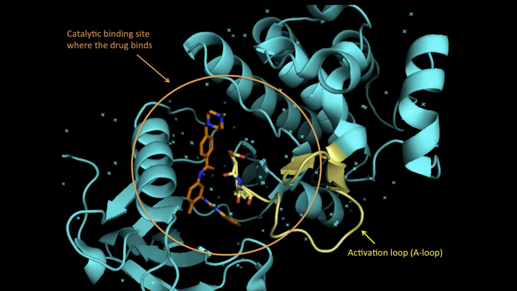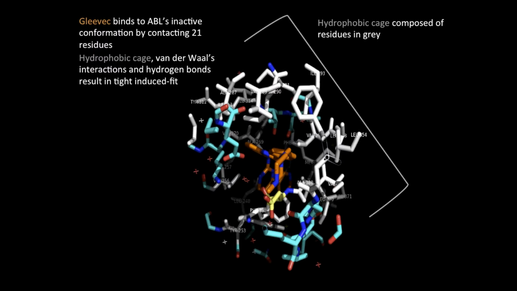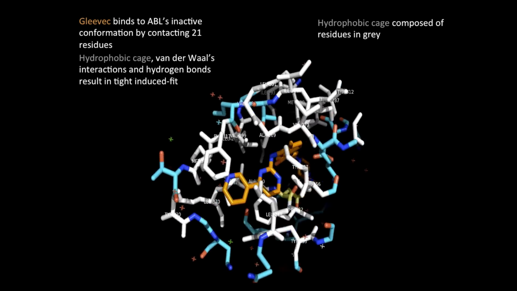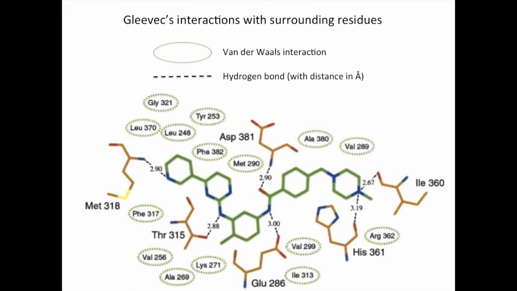The catalytic binding site of the ABL kinase domain consists of the interface between the N lobe and the C lobe. Gleevec binds to ABL's distinct inactive conformation by contacting 21 residues. While binding with the A loop involves no structural changes, binding with the N lobe involves an induced fit mechanism that increases surface complementarity.